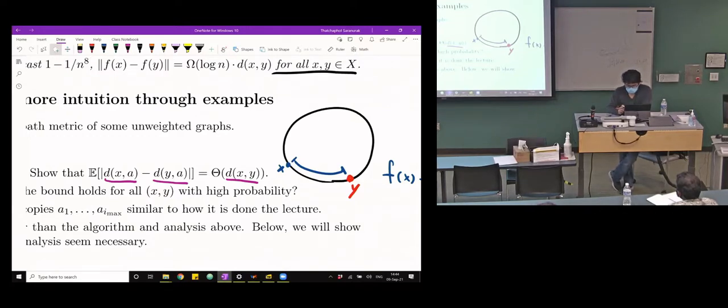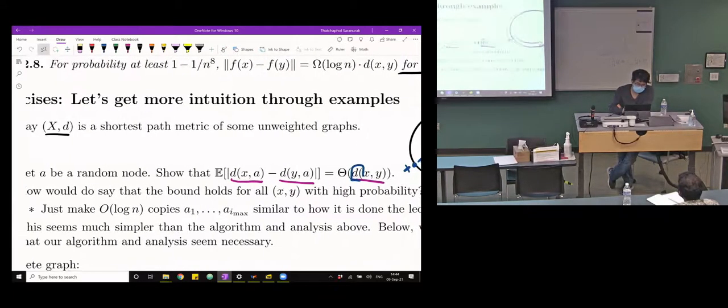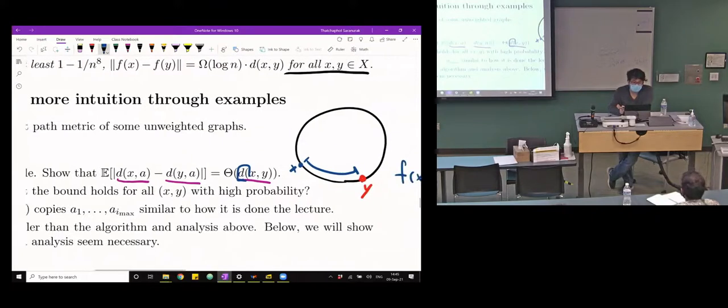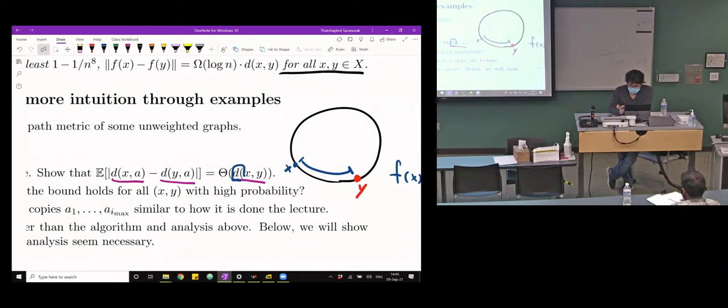Let's see the proof. So one more thing, D is the shortest distance in the graph, or is it the...? Yeah, D is the distance in the graph. D is just a metric defined by a graph. So it's really the shortest distance in the graph.